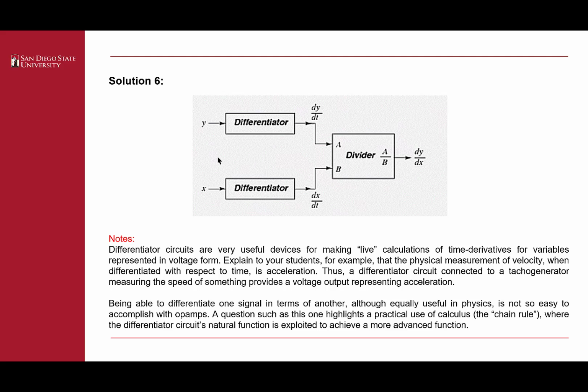Being able to differentiate one signal in terms of another signal, meaning one function in terms of another function, although equally useful in other topics of physics, is not so easy to accomplish with op-amps. A question such as this one highlights a practical use of calculus, especially the chain rule, where the differentiator circuit's natural function is exploited to achieve a more advanced function. So in this case, we cannot use op-amps very easily, and this kind of setup is much more useful and easier.